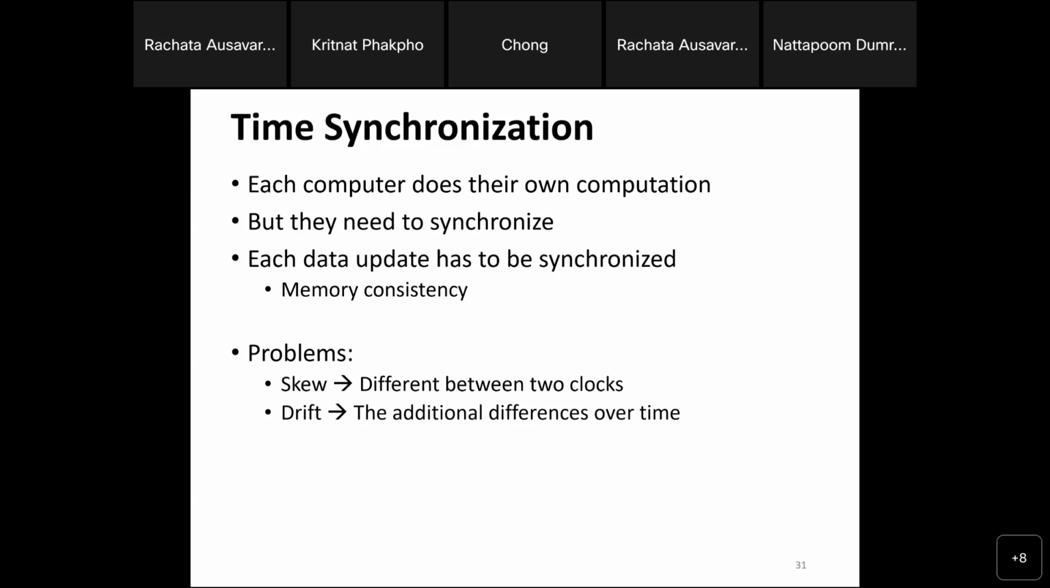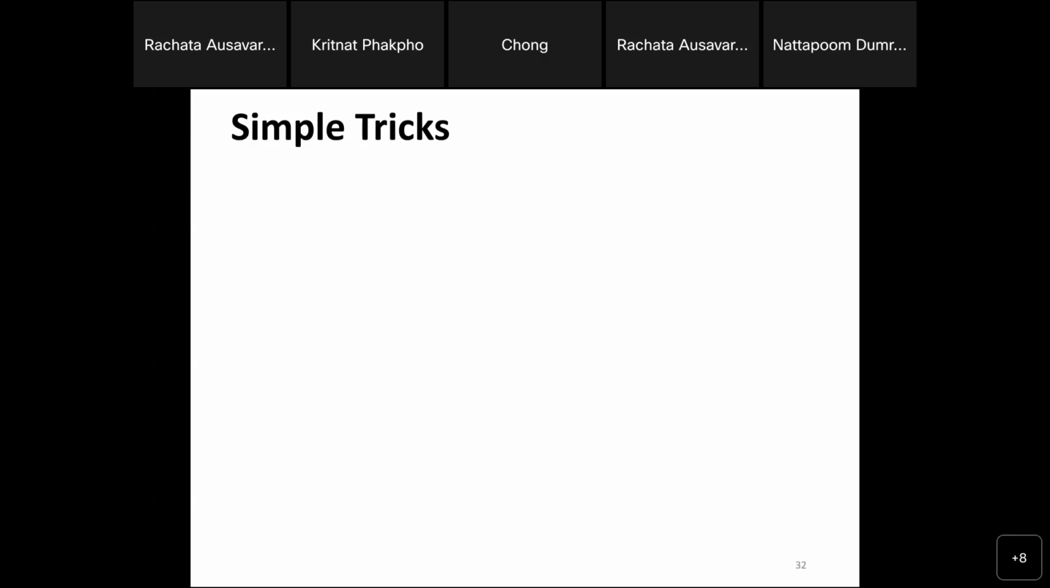Drift is when the clock is actually not accurate and keeps going further apart. Now here's a simple trick. Let's say I want to send a message on the internet. I want to have some ordering of all the messages. Let's say you think about a text message.